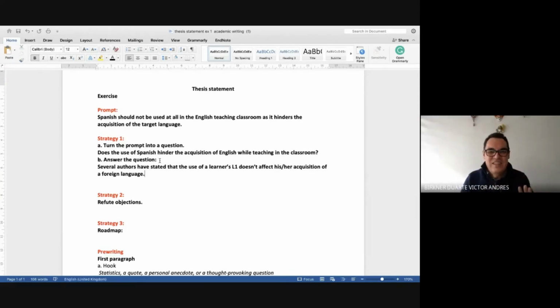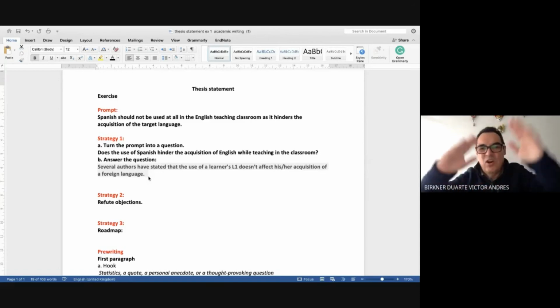A cause, right? We are speaking about a cause because in this case it's cause and effect as well, right? Several authors have stated that the use of a learner's mother tongue doesn't affect his or her acquisition of a foreign language. This is the cause. Some people might think that it affects. Other people might think that it doesn't affect, right? And that would be then my thesis statement, right? And according to that thesis statement, I will develop the whole first paragraph.